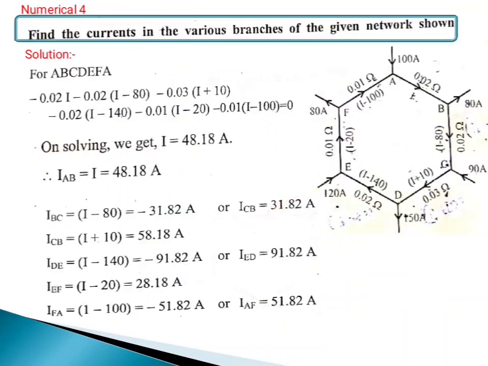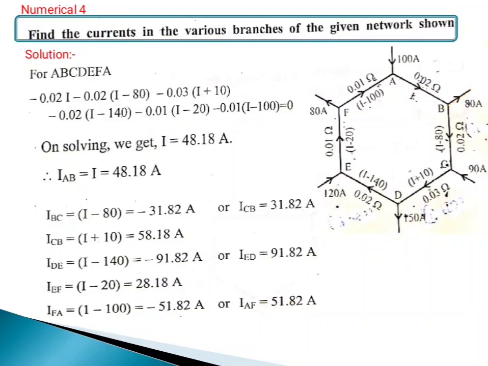Let us study the fourth problem: find the currents in the various branches of the given network. First let me explain the network. This is A, B, C, D, E, F, A. It is the network. See, 100 amps is coming in here, then it is moving like this. Then here 80 amps is going out.